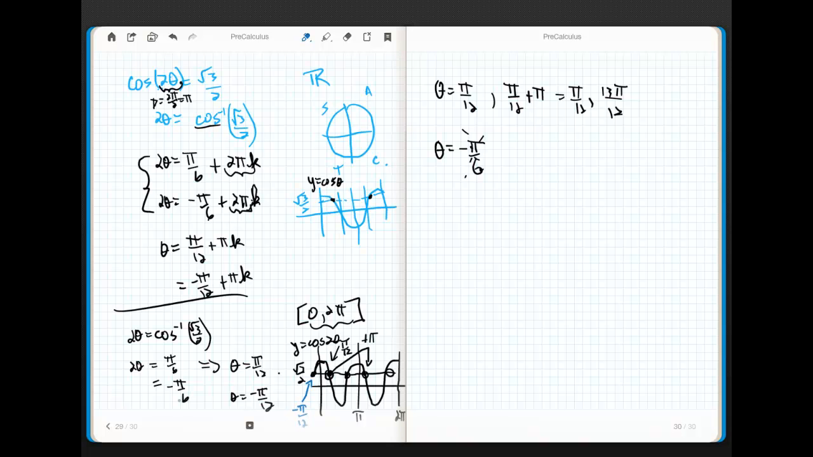Right? I'm sorry, not negative pi 6. That was when it was 2 theta. It's negative pi 12ths. But again, the period of cos of 2 theta is pi. So I'm just going to add pi to get to that one. So I'm going to take this, and I'm going to add pi to it. If I want to get from here over to this guy right here, well, what's the period of cos 2 theta? It's pi. So I add another pi. So I can go negative pi 12 plus 1 pi, plus another pi.